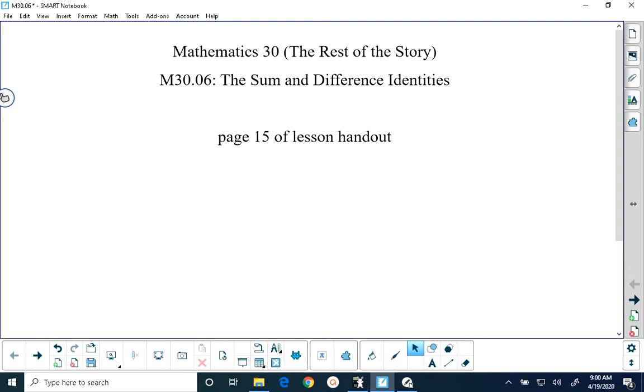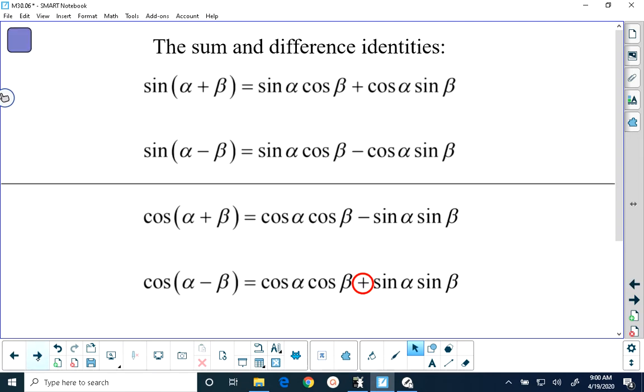We're going to be looking today at lesson 30.06, which is on page 15 of your lesson handout. And I am perfectly aware there is no 30.05 here. I just misnumbered things in your lesson handout. We're looking today at 4 new identities. They are called the sum and difference identities, and they are used to determine the sine or the cosine of the sum of 2 angles or the difference of 2 angles.